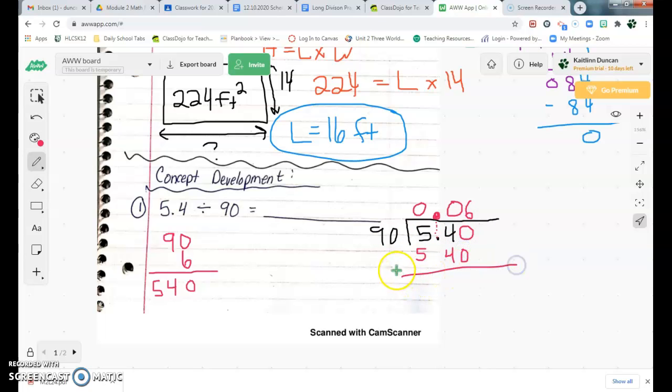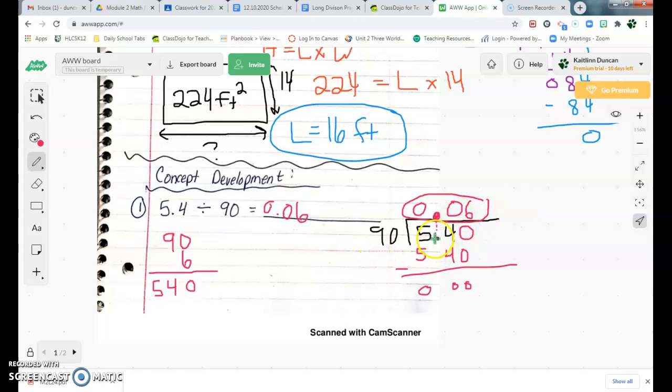I'm going to subtract these two. I'm going to get zeros. So my final quotient now is just 6 hundredths. This is where my final answer is. I have 0.06.